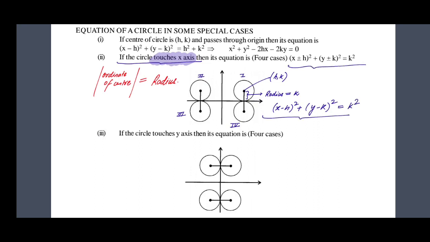Understood? Why have we written four formulas, if you are revising the formulas here? Because now, for the first quadrant you will have both negative signs here. For the second quadrant, this h comma k would be what? Minus h comma k. That is why it will convert to plus here, and so on and so forth.